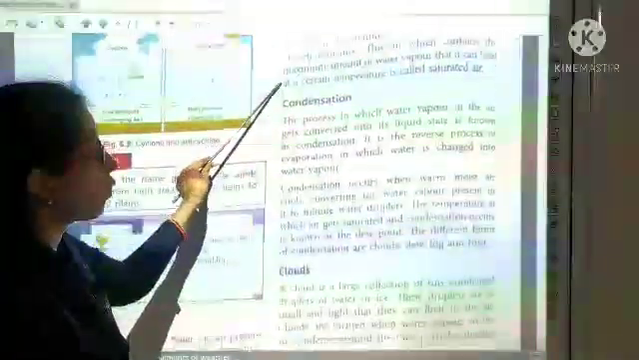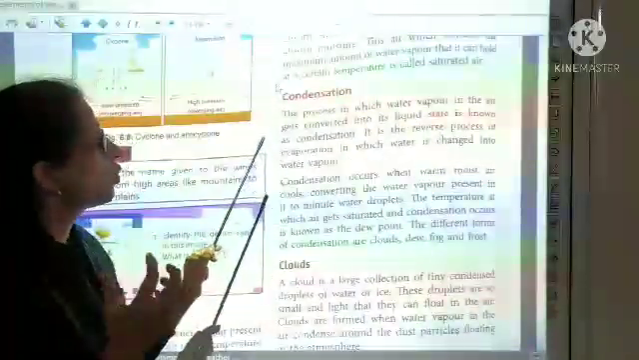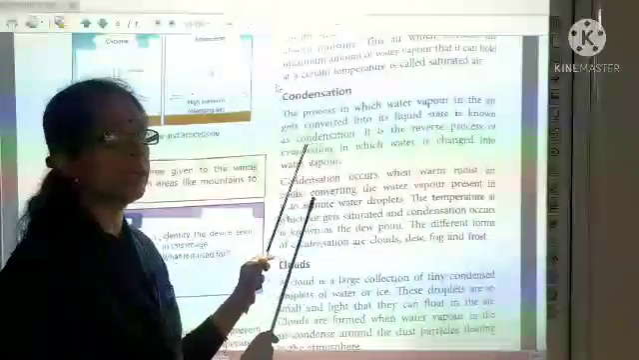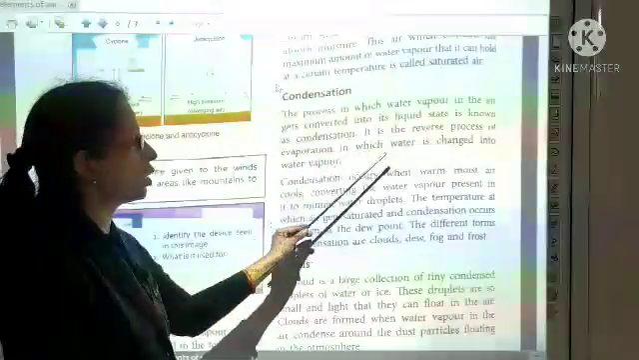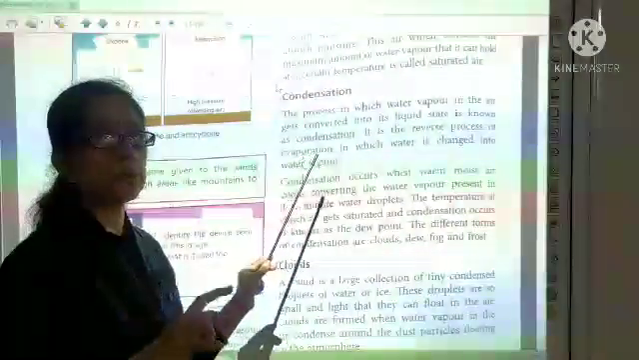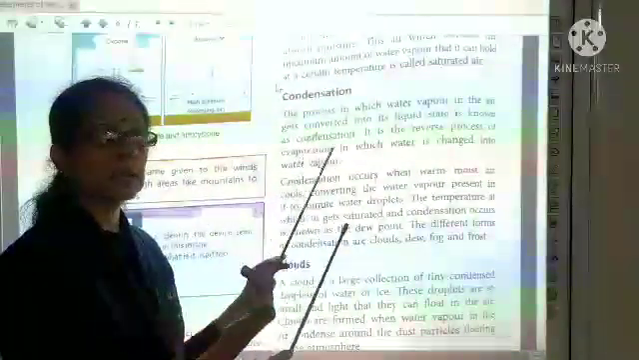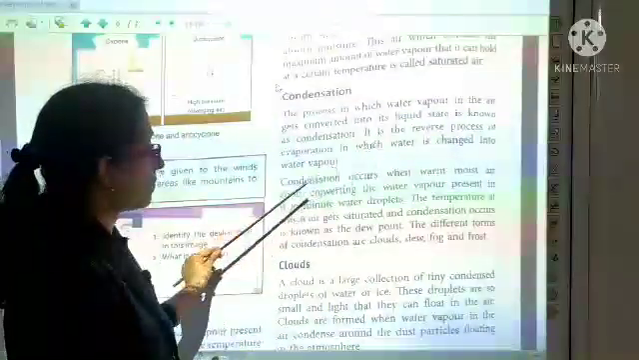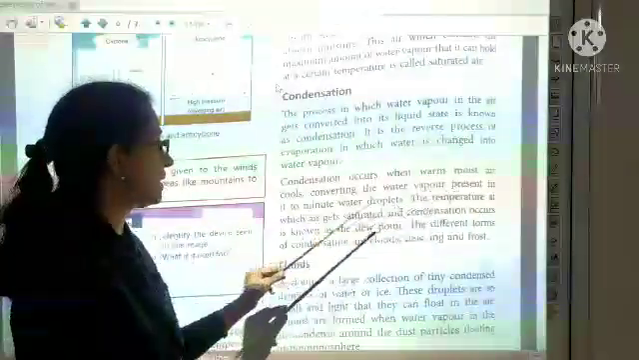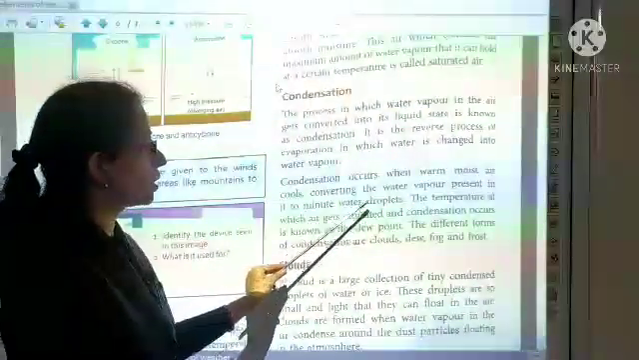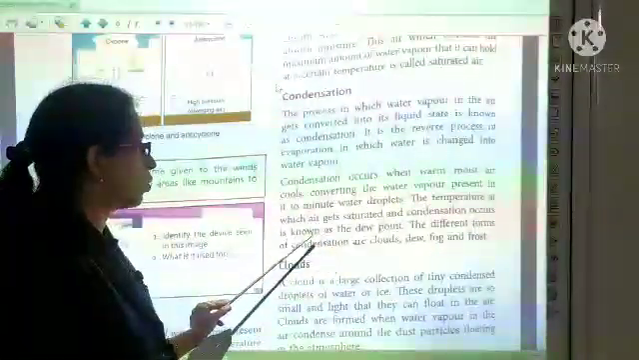Condensation: the process in which water vapor in the air gets converted into liquid state is known as condensation. It is the reverse process of evaporation, in which water is changed into water vapor. Condensation occurs when warm moist air cools, converting the water vapor present in it into minute water droplets. The temperature at which air gets saturated and condensation occurs is known as the dew point.